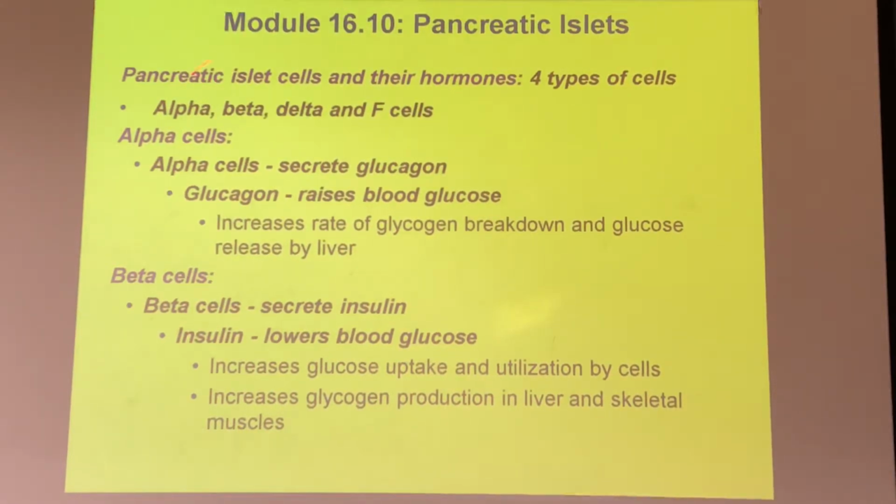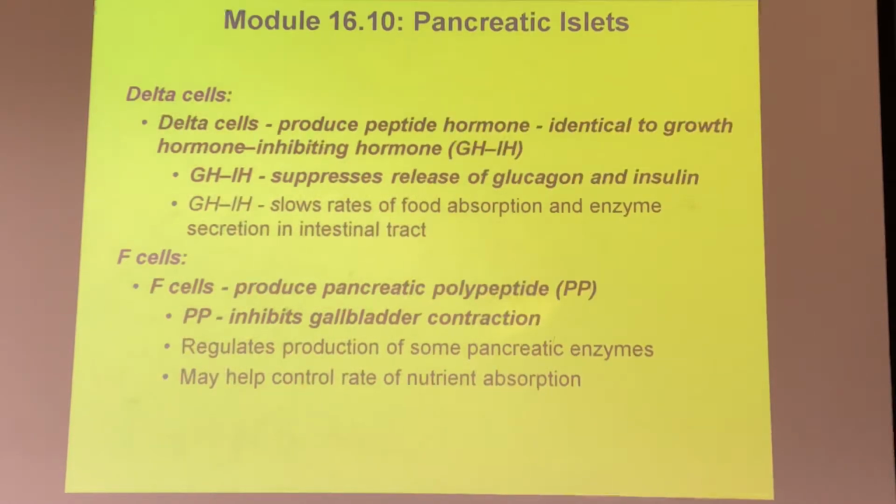These are the cells from a pancreatic islet. There are four types: alpha, beta, delta, and F cells. Alpha cells produce glucagon. Glucagon raises the blood sugar. Beta cells secrete insulin. Insulin lowers the blood glucose. So they are working in opposition to each other. If one raises the glucose, the other will put it down.